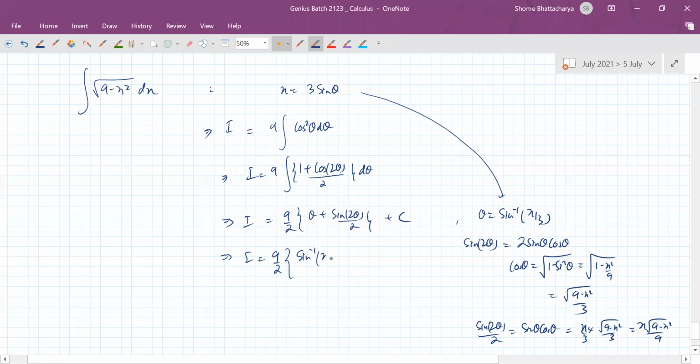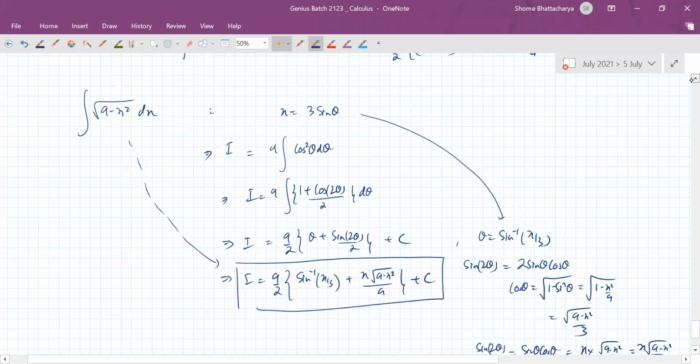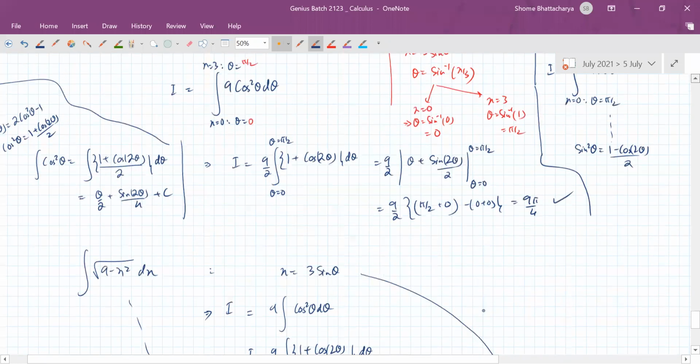Sine inverse x by 3 plus this term, x into square root of 9 minus x square by 9 plus c. So if I was doing this as an indefinite integration, this would be my answer. As a definite integration, I could bring it to this answer and then substitute the limits of x, or I could just do it this way, that I could write the limits in terms of theta.